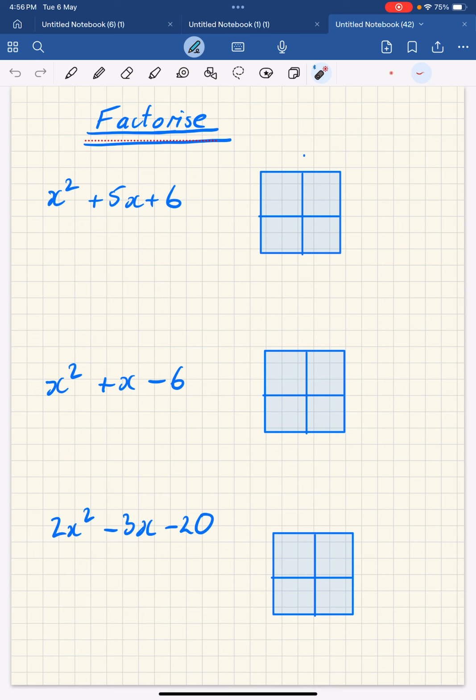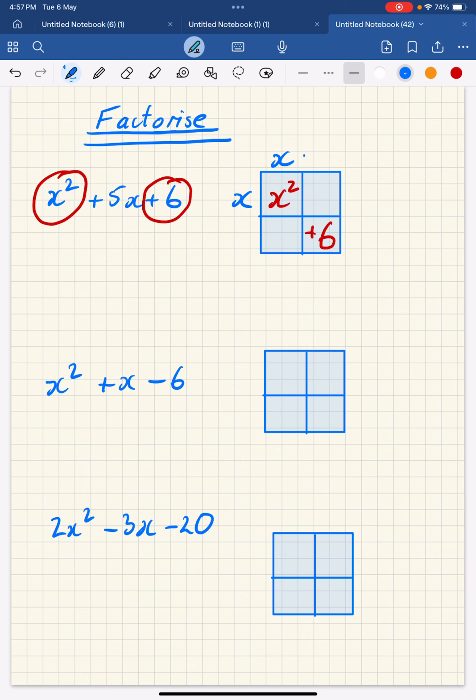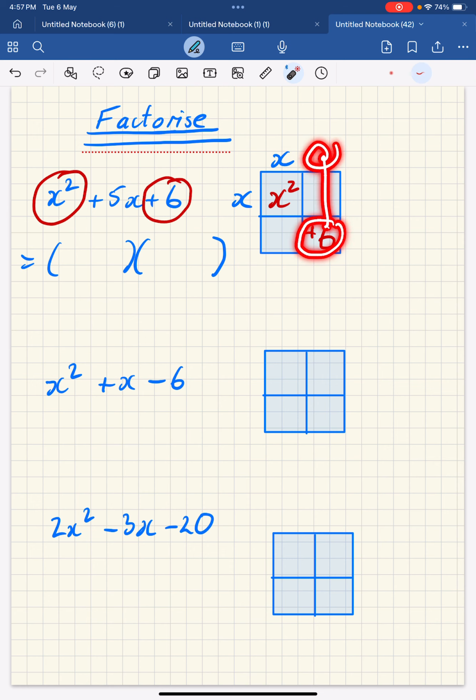So what do we do? Well, if you remember the expanding technique using the grid method, you will know that this x squared we would find from this square, and this positive 6 we would find from this particular square. That would mean this would have to be an x and an x here. All right, now let's go and put our brackets down here for the factorisation. We can then find out what we think we would have to do to get the 6. So the idea is to get this answer of 6, we have to have something here times by something here to get the 6 in there.